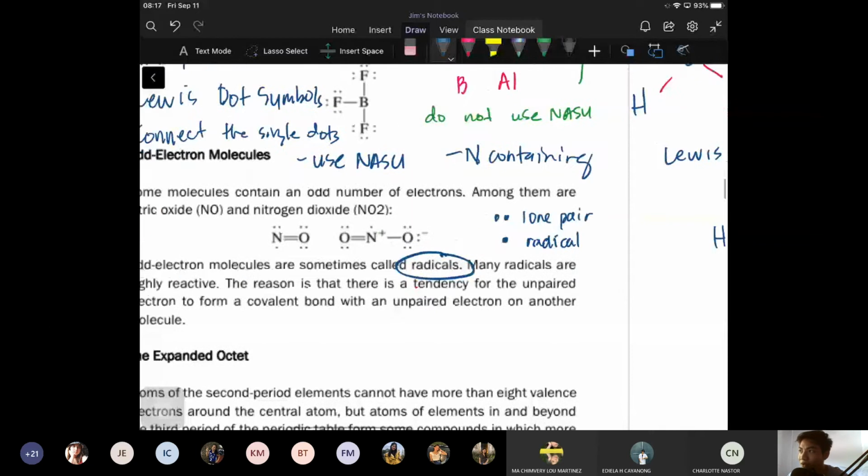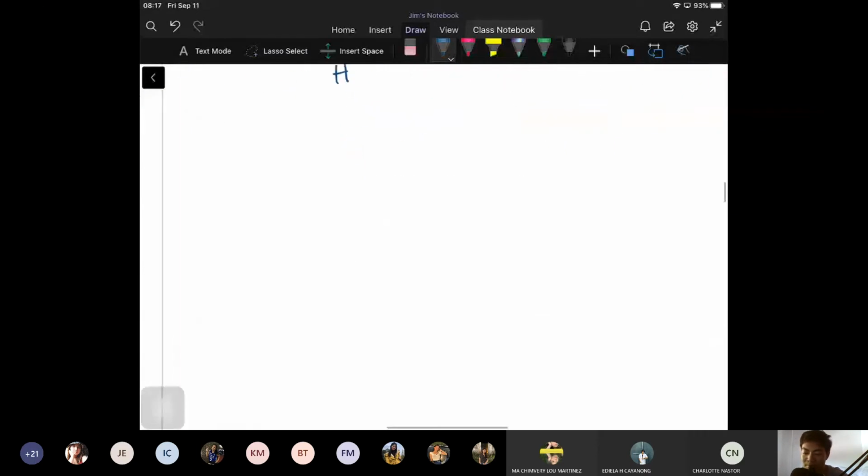By the way, dalawa lang naman yung common example niyan. Ayan na yung structure niya, pero draw natin. NO pati NO2. Ito lang yung examples ko dito madalas. Bibigay ko na para alam niyo na yung sagot. Okay, so let's draw the Lewis structure for NO. Again, pag may nitrogen, we can use the Naso rule. Wala namang metallic property diyang mga atoms na yan, so pwede tayong mag-Naso.